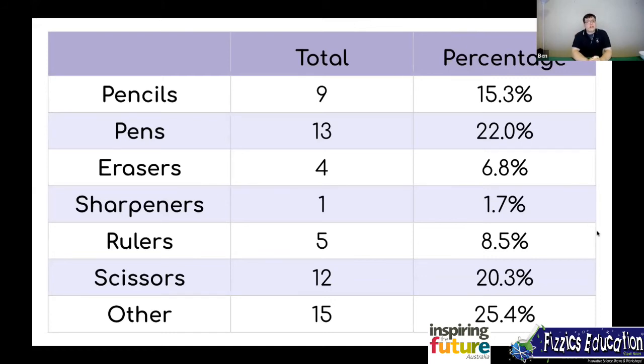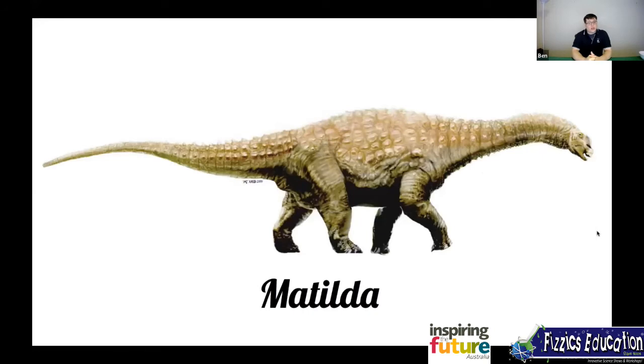So there is another part of biology that we use maths for. And that's called biometrics, which is the idea of measuring living things and using those measurements to give us an idea of how those living things work or how they live. So this is Matilda. Matilda is a dinosaur that was found in Australia. Of course, we only found her fossils. She's a plant eater. She's a herbivore, walks around on four legs, a quadruped.